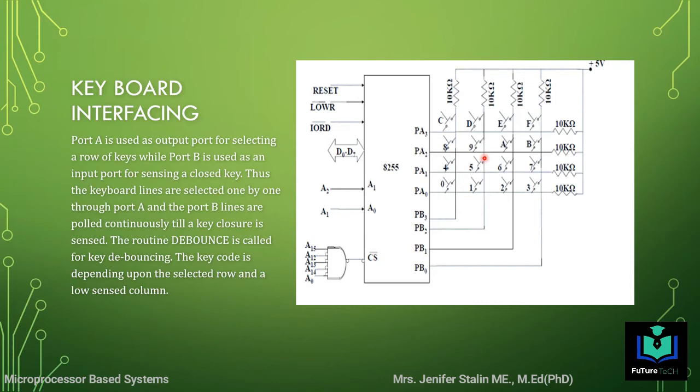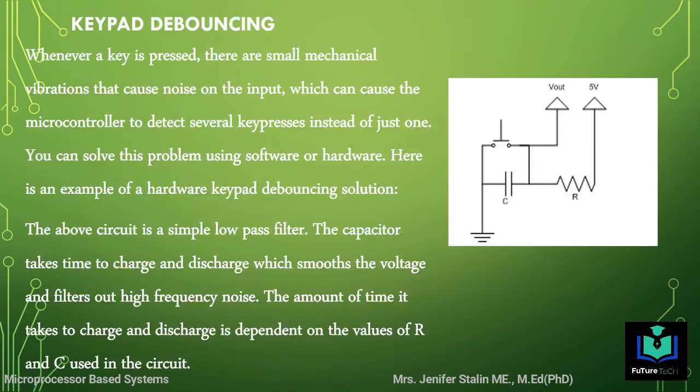Why we are going to detect the debounce: when the key 9 is pressed, due to the mechanical vibration, the other keys can also be affected. The surrounding keys can also be affected, and the circuit may think that all the keys are pressed at the same time. Okay, so you can see keypad debouncing.